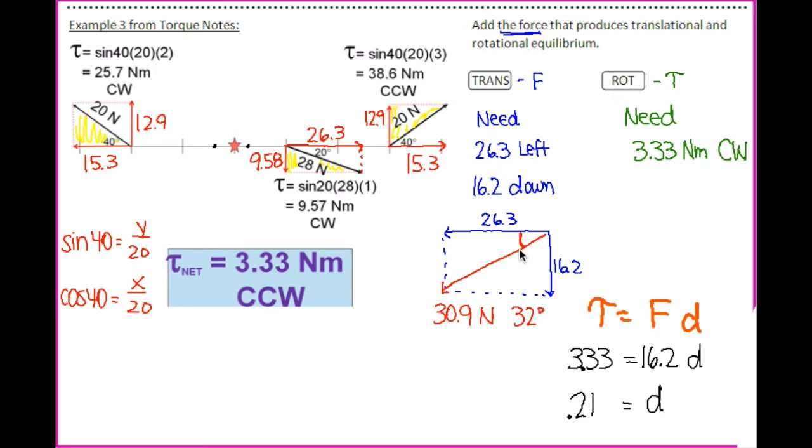Remember, I'm adding this force, and in particular this part is going to cause the torque. So basically I have it down, and I need to make it go clockwise. If I put down here, that would go counterclockwise. So I must put the down part here if I want to go clockwise. But remember, I need this to give me translational equilibrium. So I'm actually going to draw that on my picture. Right here, I need 30.9 newtons at an angle of 32.